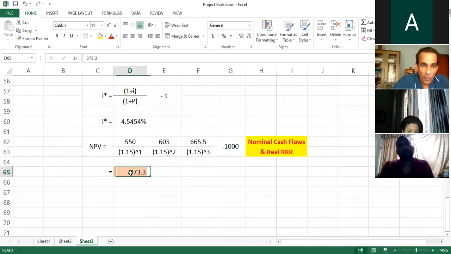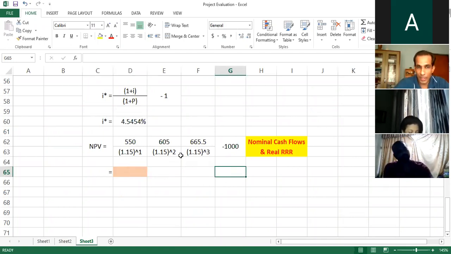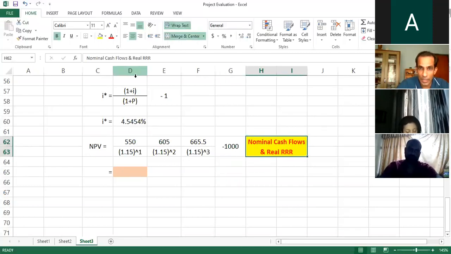Right, now when you calculate that way, what is the answer you get? Now you can calculate again. The only thing you have to change is the cash flows and the discount rate. Again, go to cash and insert the cash flows: minus 1000, 550, 605, 665.5. What is the discount rate? The discount rate is 50.